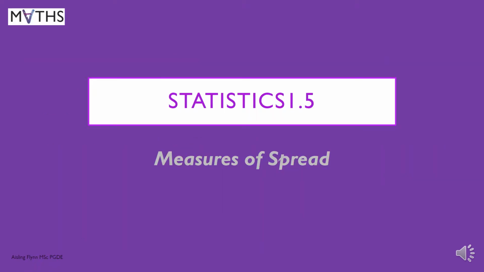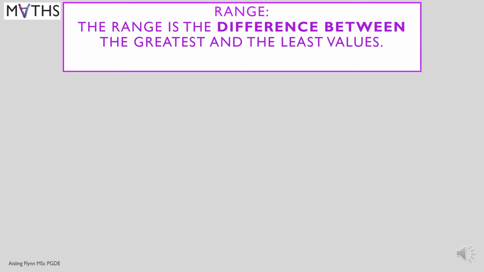This is Statistics 1.5, Measures of Spread. So the first measure of spread we're going to look at is the range. And the range is the difference between the greatest and the least values in a data set. So the difference between the biggest and the smallest, the greatest and the least.